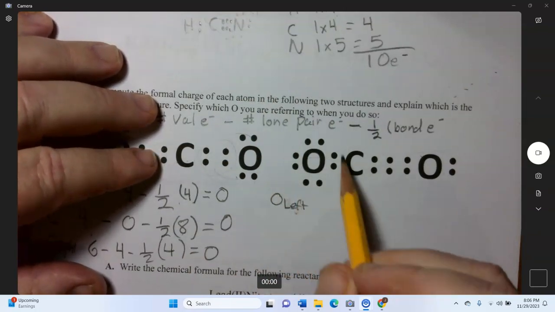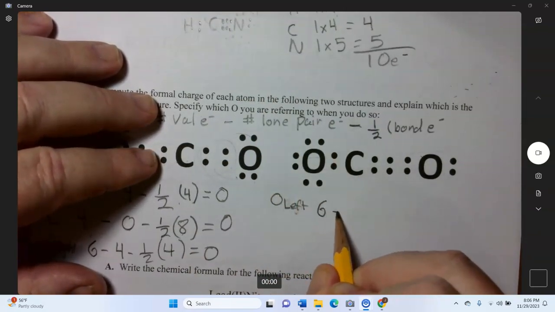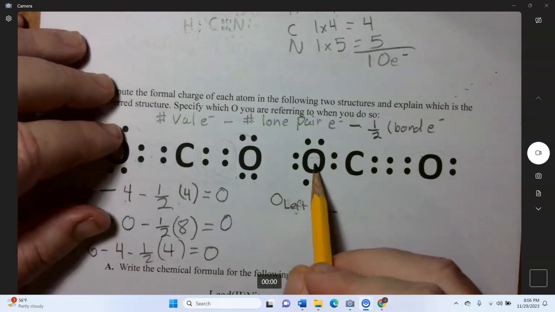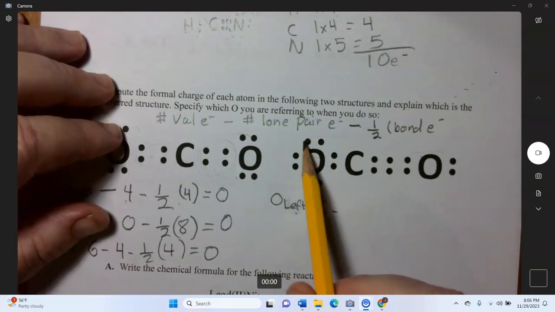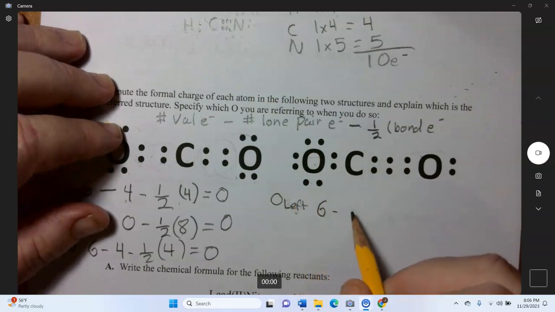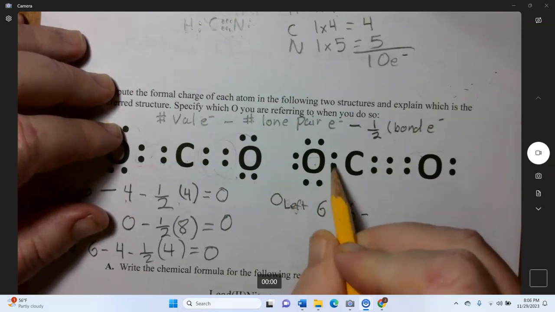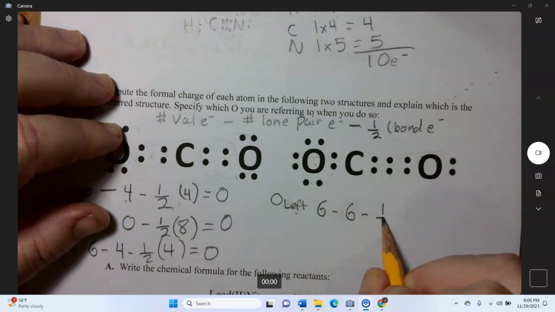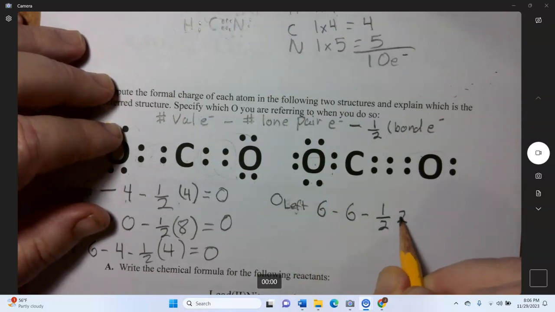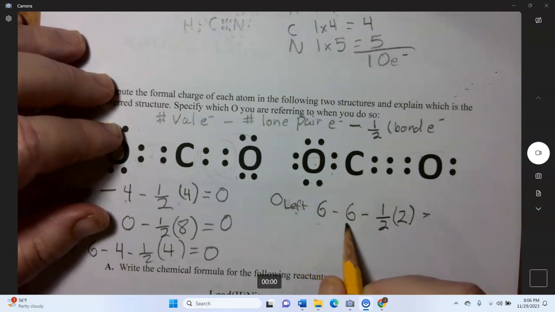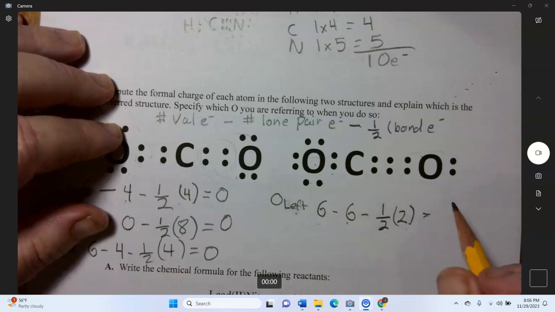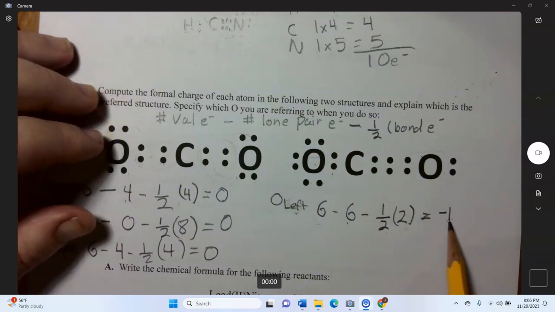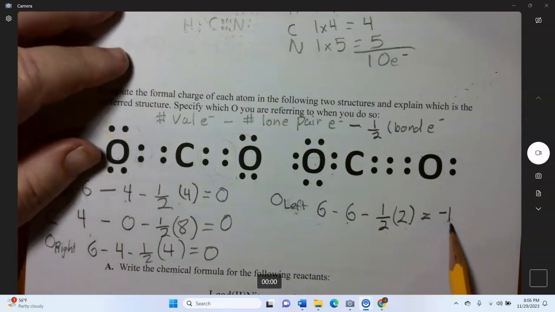Okay, so again, oxygen has 6 valence electrons. That's when it's not bonded, so that number doesn't change. Now here it has 1, 2, 3, 4, 5, 6 lone pair electrons, and then it has 1, 2 bonding electrons, so half of the 2 bonding electrons. And 6 minus 6 is 0, and half of 2 is 1, so minus 1. That's going to give you -1. Okay, so that's not quite happy. It's got an extra charge on it, a negative charge that normally oxygen would not want.